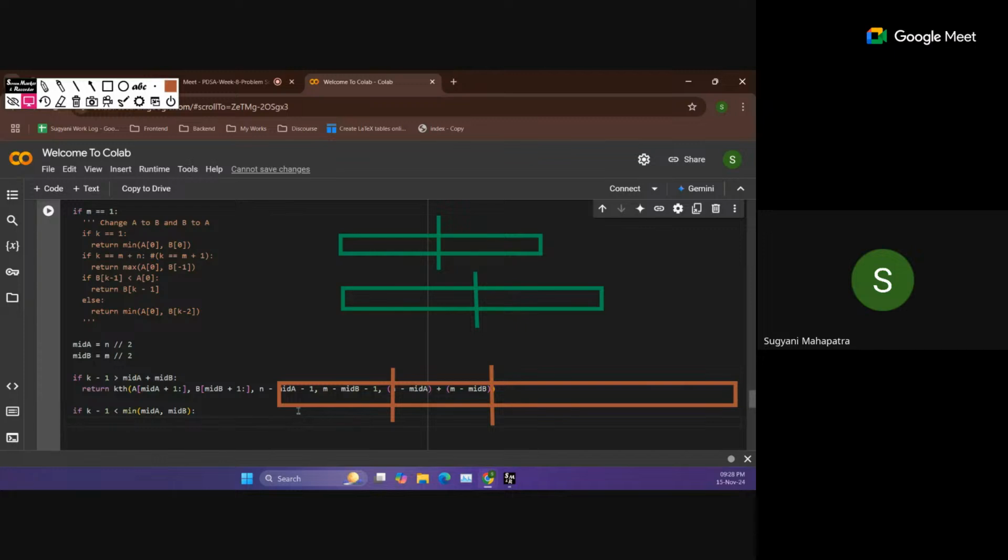Right? This kth value is less than both the middle of A and the middle of B. Then it will lie in this part. Right? Yes. So what do we do now? Where do we search?